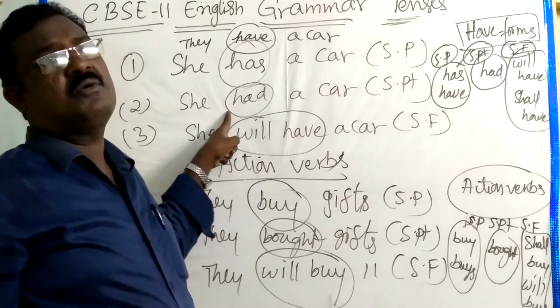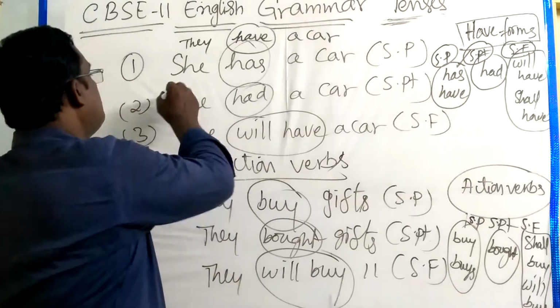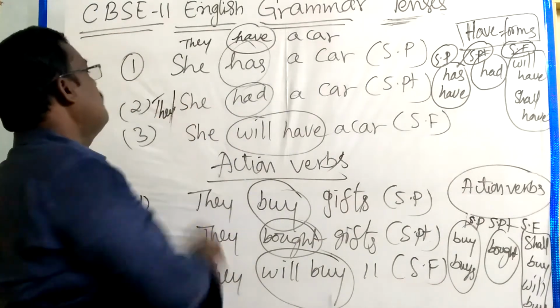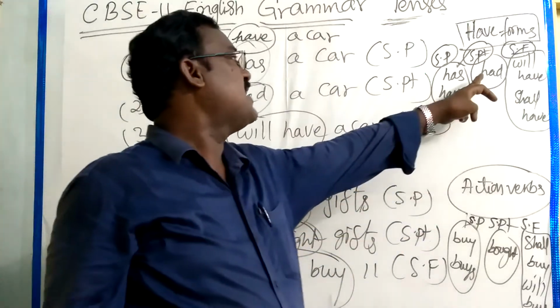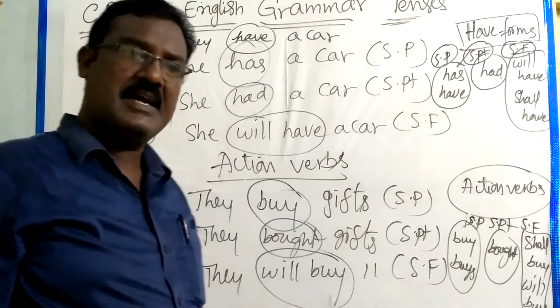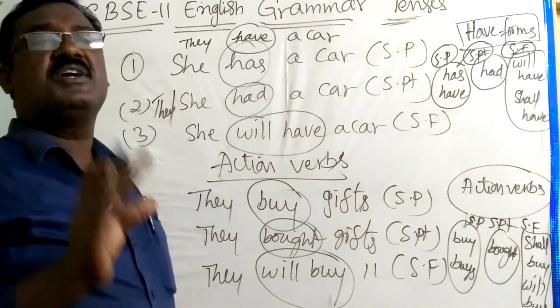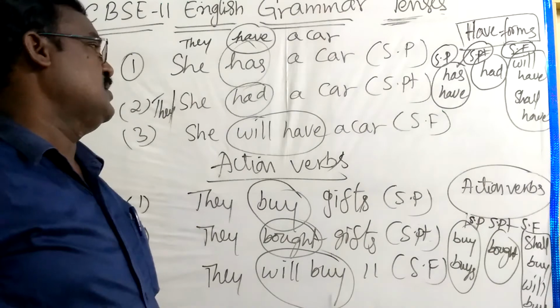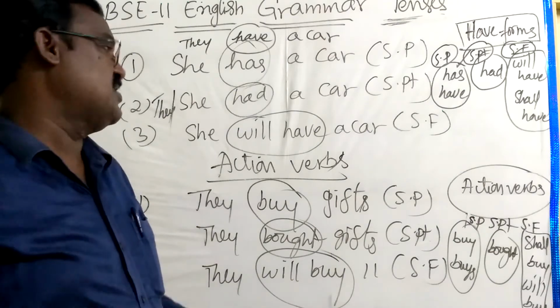Past tense, no difference. Whether the subject is she or they, no difference. Past tense: had. Future tense: will have, shall have. Nowadays all are using will have only. Actually, after I and we we have to use shall have, but nowadays shall is losing its ground.